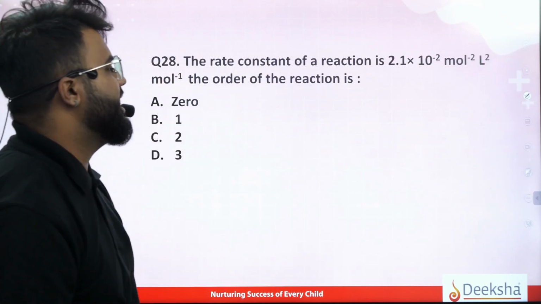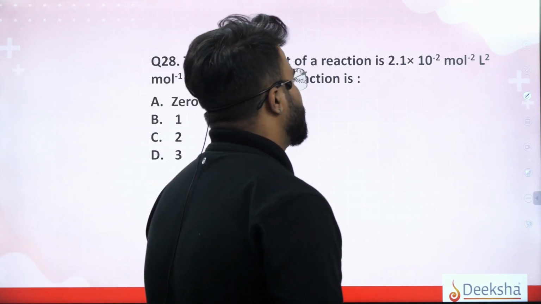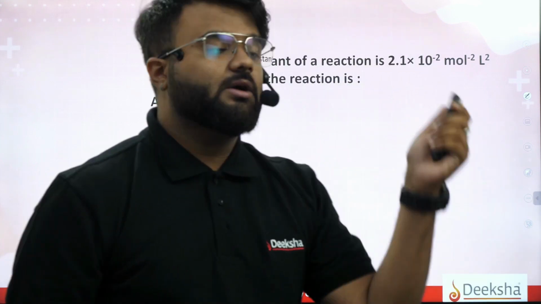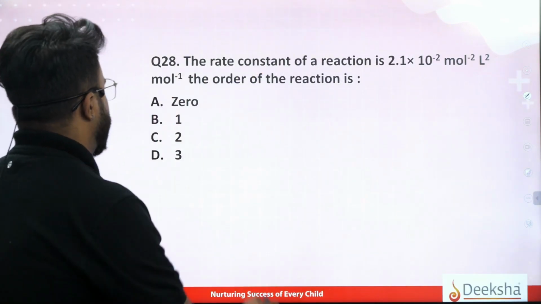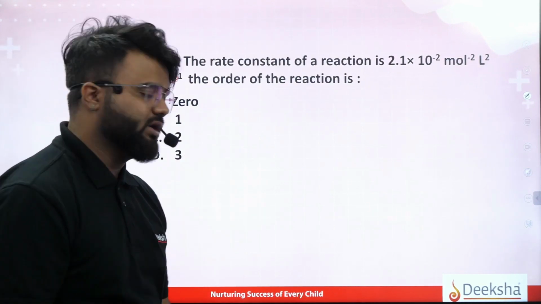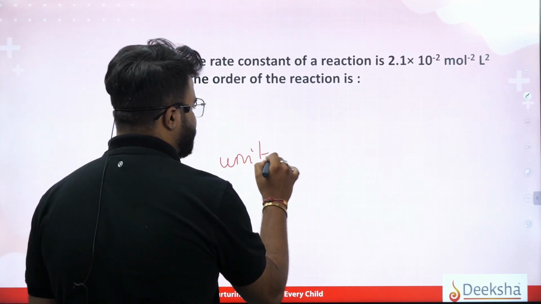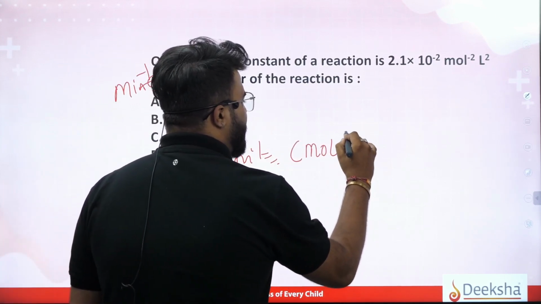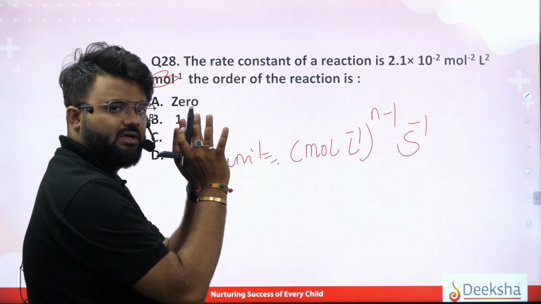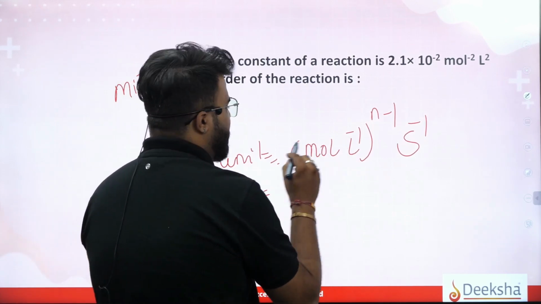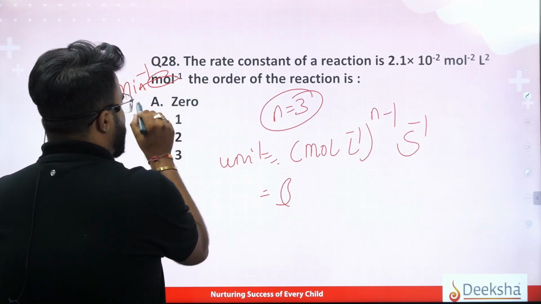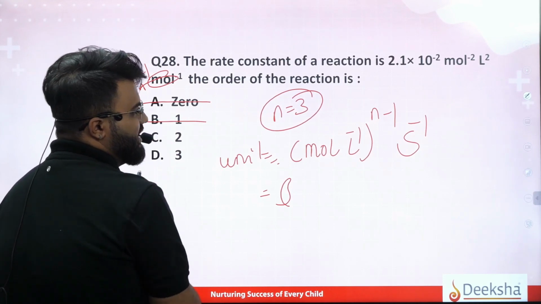Coming back to question number 28. The rate constant of a reaction is 2.1 into 10 to the power of minus 2 mole square per liter square per minute. Then the order of the reaction is what? So we know that the unit of the rate constant is mole per liter to the power of n minus 1, into per second. This is your order of a reaction. So let us take n is equal to 3. It can't be zero order, it can't be first order. So let us see third order.